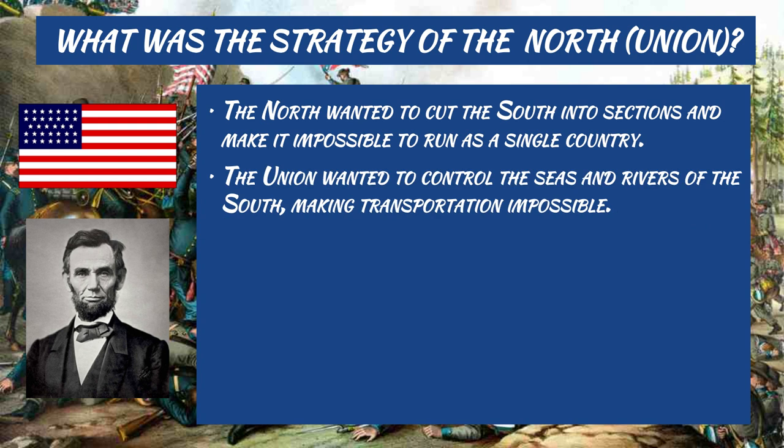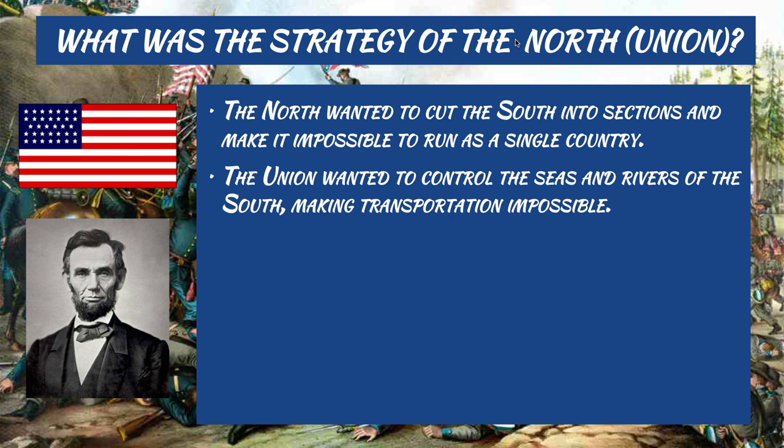The Union wanted to control the seas and rivers of the South, making transportation impossible. So the North had a navy, the South really didn't. First thing the North did was surround the South and initiate a blockade. So nothing could get in to the South or out from the South. So even if other countries wanted to help the South, they would essentially have to run the Union blockade to do it. And that was nearly impossible.